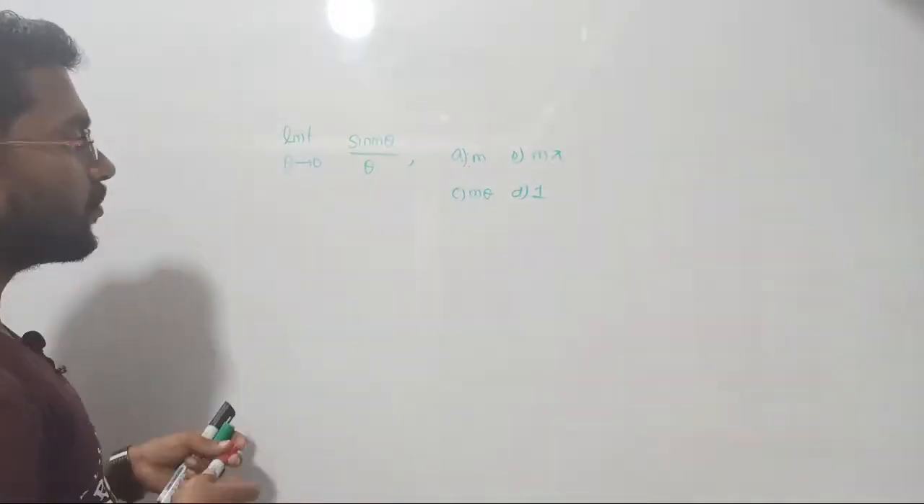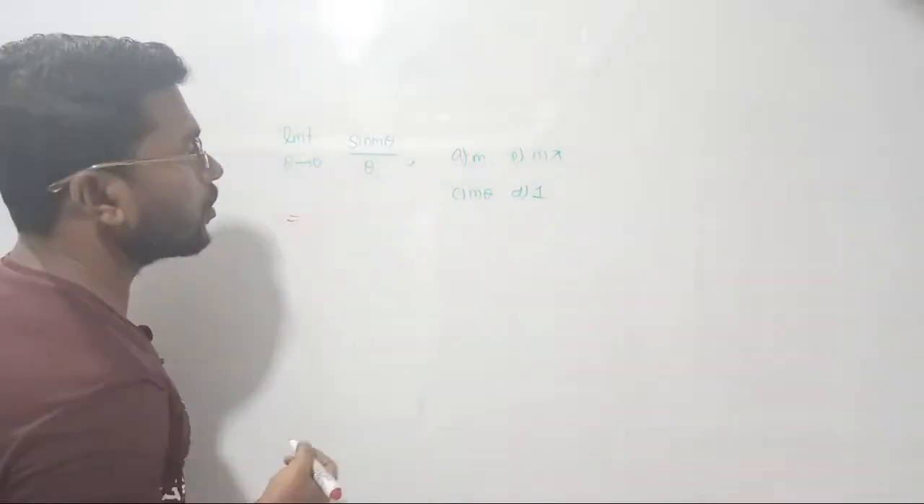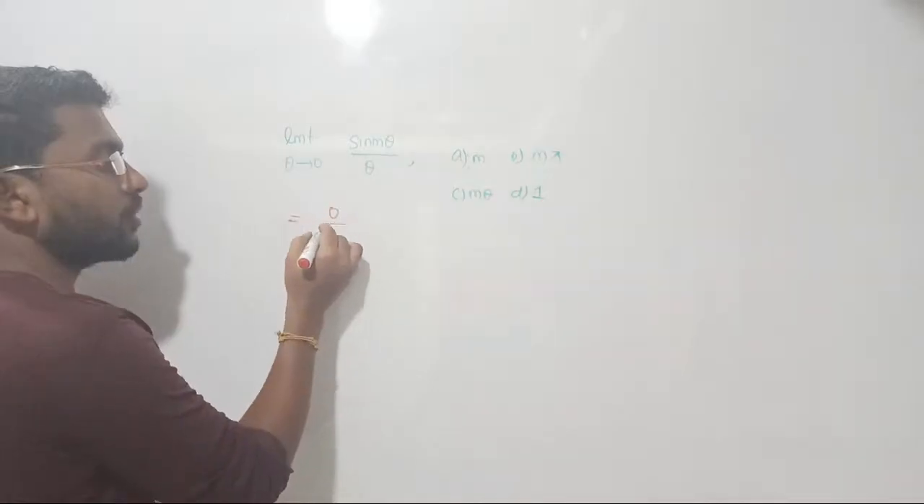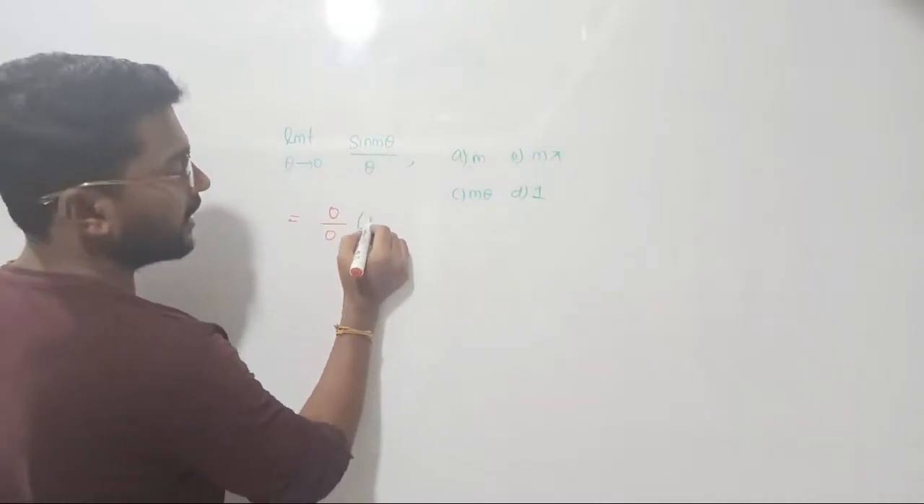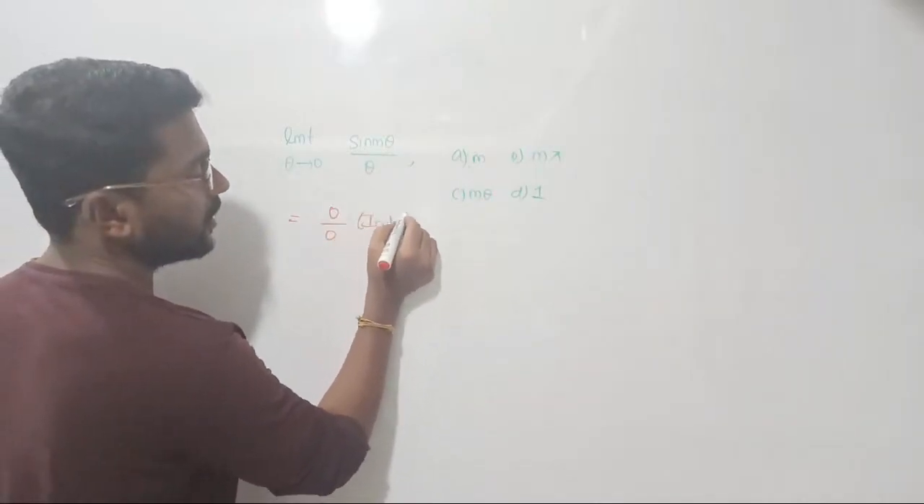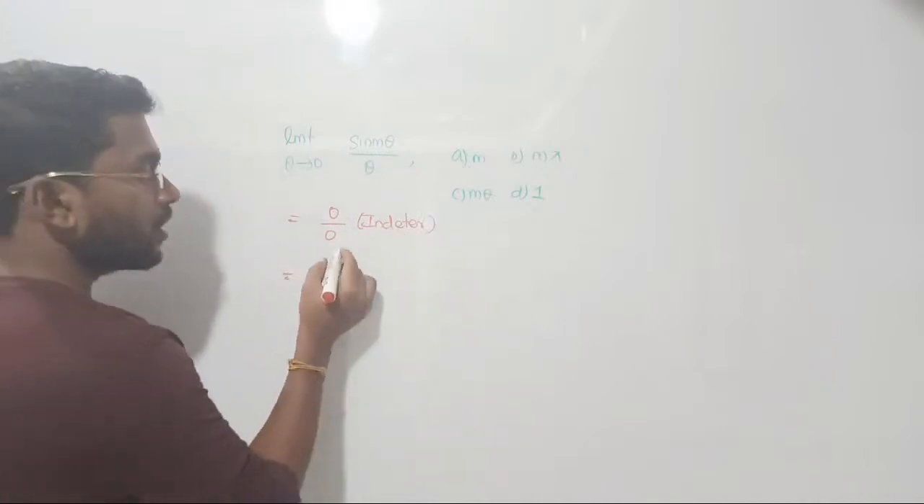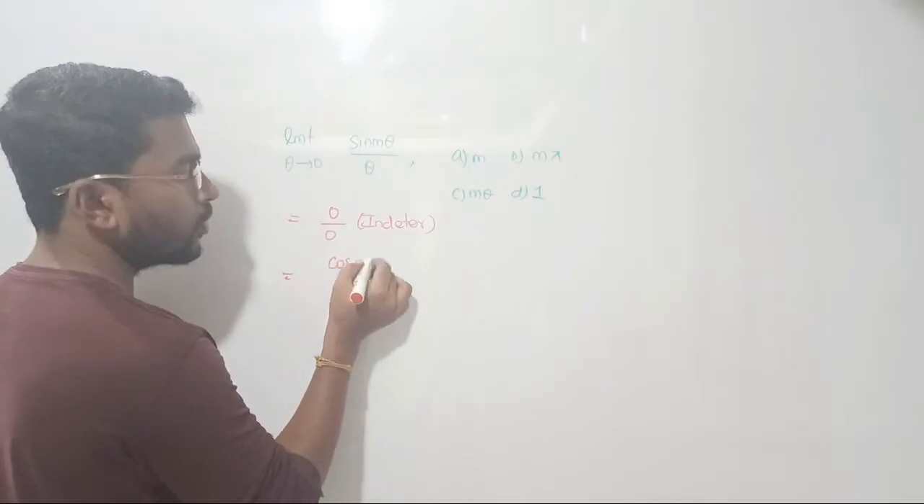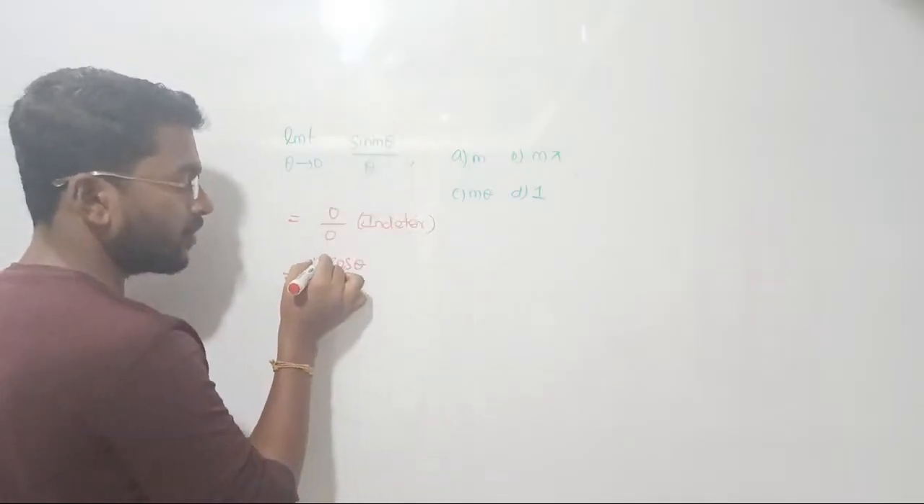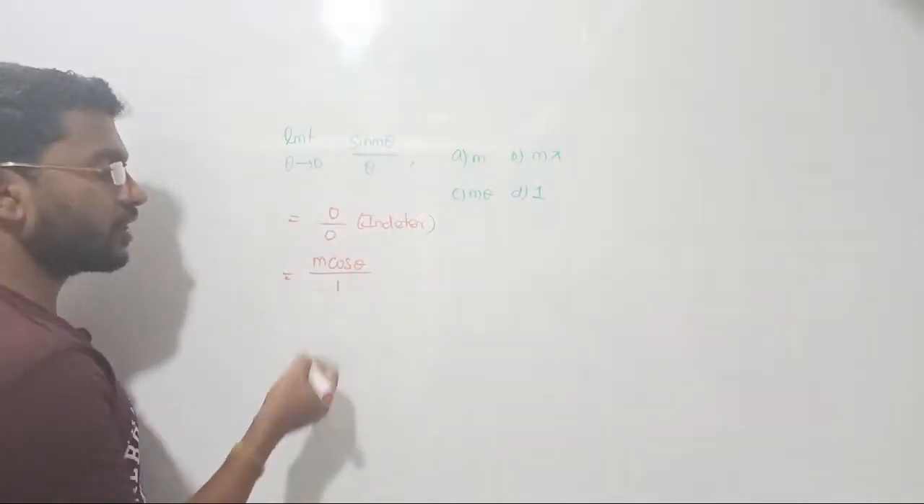Yes, let's try and figure out the answer. If I substitute theta equal to 0, then sin 0 becomes 0 upon 0, that is indeterminate form. So what we have to do? We have to do differentiation. Differentiating the numerator gives cos theta, and the inner differentiation of m into theta gives one more m. Differentiating the denominator theta gives 1.